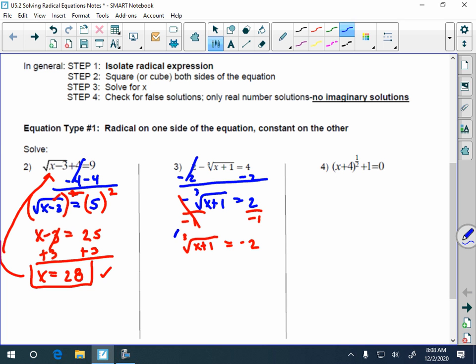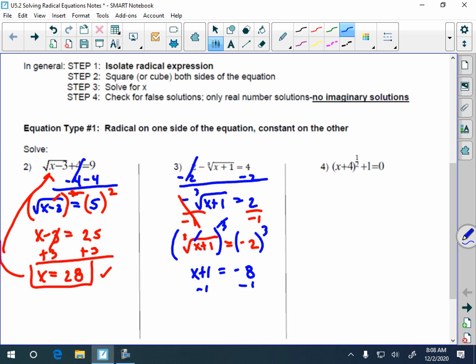So now we're going to cube both sides. So when we cube a cube root, they cancel each other out because they're called inverse operations. And then -2 cubed is -2 times -2 times -2, so that's -8.